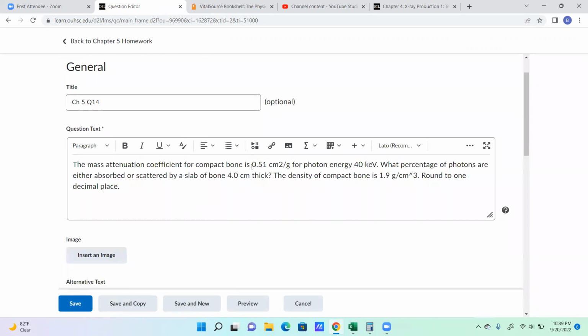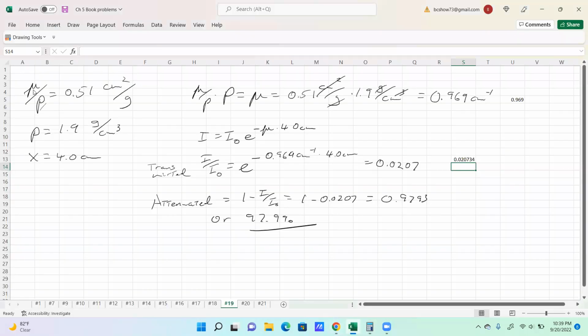The mass attenuation coefficient for compact bone is this, for this photon energy. What percentage of photons are either absorbed or scattered by a slab of bone 4 cm thick? The density of compact bone is this. Now, if you've been doing your reading, the mass attenuation coefficient is the linear attenuation coefficient divided by the density. We do this in order to be able to take different forms of the same type of compound and then try to figure out, regardless of the density, how much will it attenuate a beam. So that is our mass attenuation coefficient.